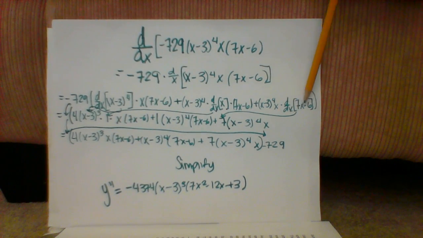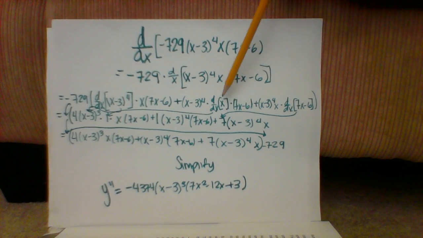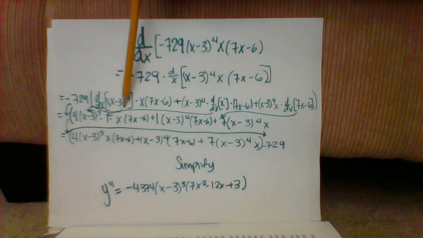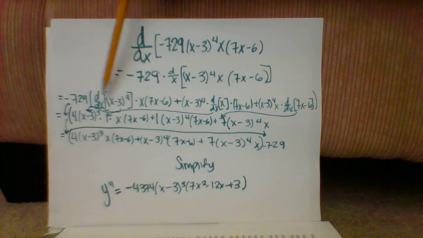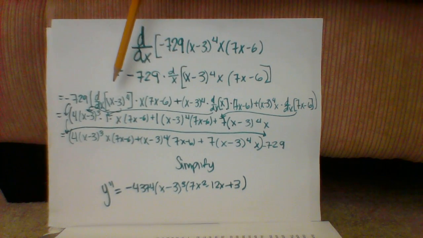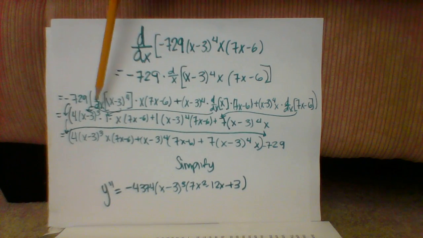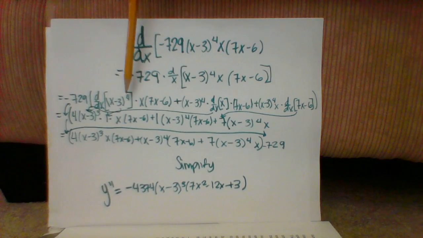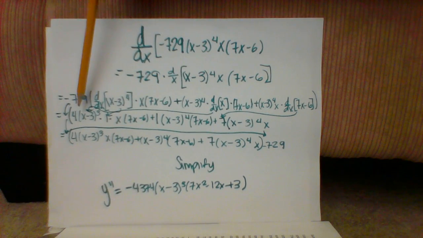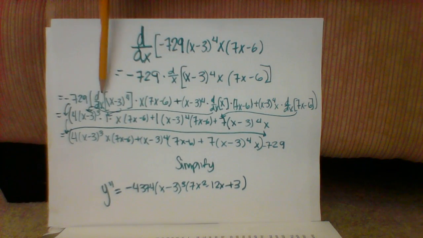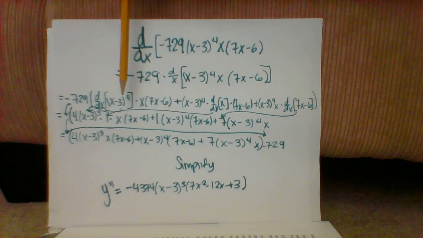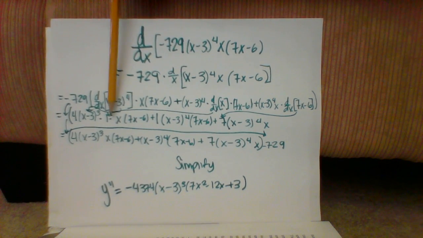The derivative of the 7x minus 6 is 7. The derivative of x is 1. And the derivative of (x minus 3) to the 4th here, if you're using the chain rule, is the derivative of the outside, which is 4 times (x minus 3) to the 3rd power, times the derivative of the inside, which is just 1.